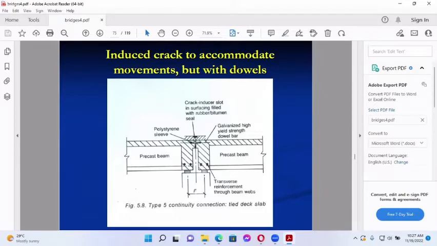Shall we take a break and then start, Bhashikar? Okay, sir. Yeah. So we take a break and then start, because continuous structures, you have to learn a lot.